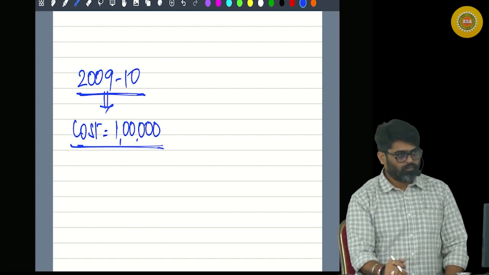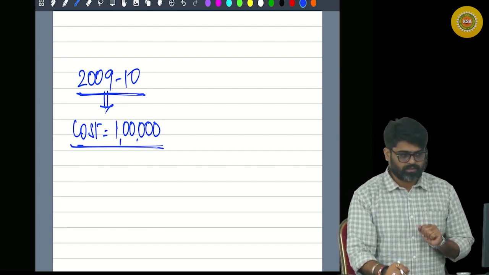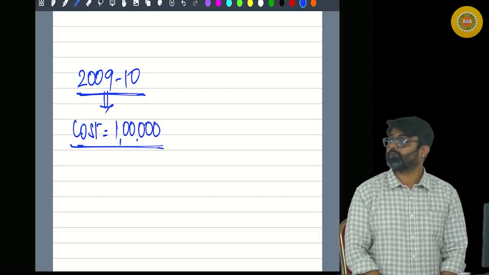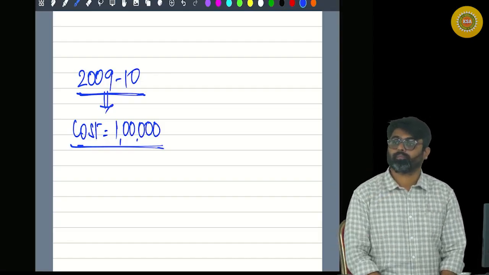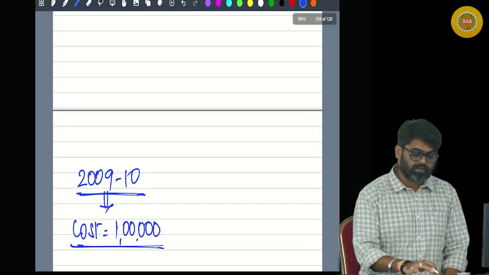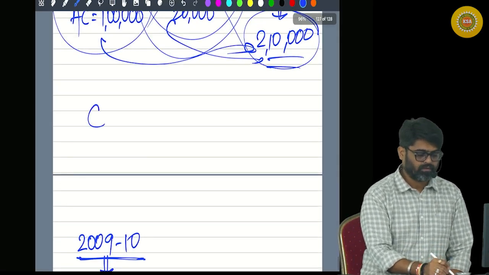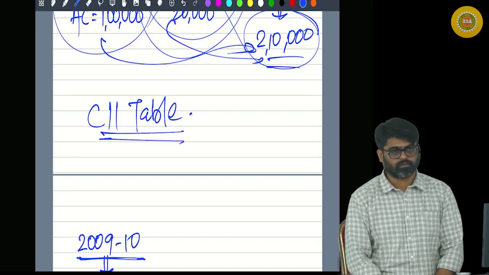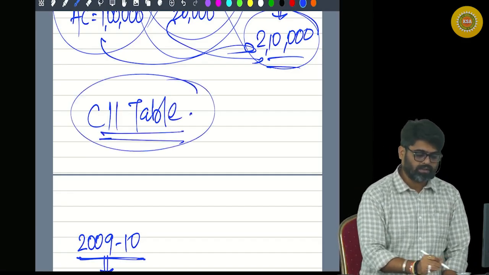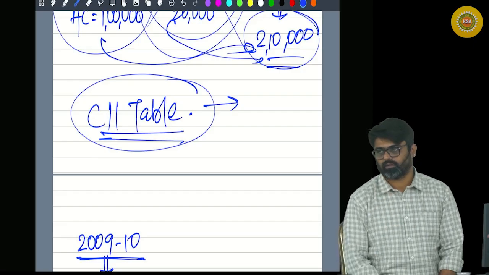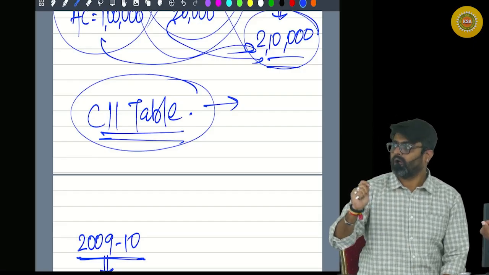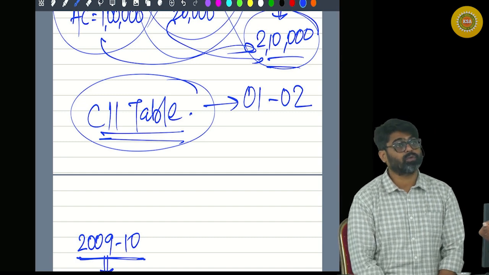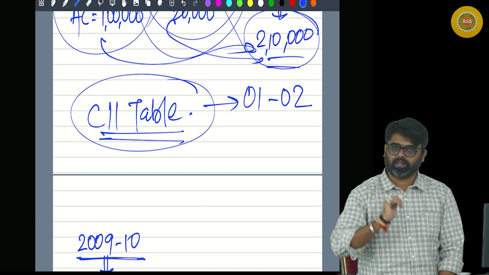Now, for example, you acquired one asset, and on that asset, you incurred a cost of rupees 1 lakh. When did you incur? 2009-10. So there is one CII table, cost inflation index. In this CII table, they have taken one year as a base year. Which is that year? 2001-02. That year is taken as a base year.